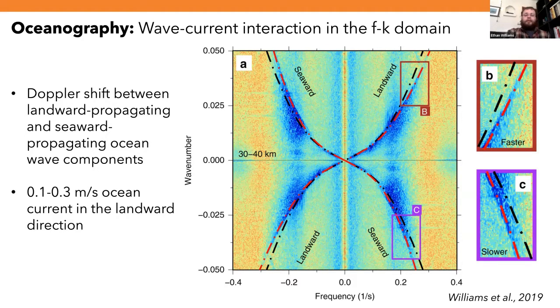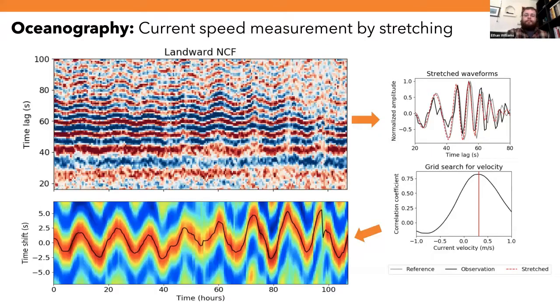And we can use the cross correlations. Oh, go ahead. Yeah, thanks. The cross correlations of the ocean wave phases in the ambient noise, and look at the time lapse, and very clearly observe that the travel times change on a 12-hour period. And therefore, by stretching the waveforms, we can recover the current speed along the cable. So there's potential here for spatiotemporal monitoring of ocean currents.